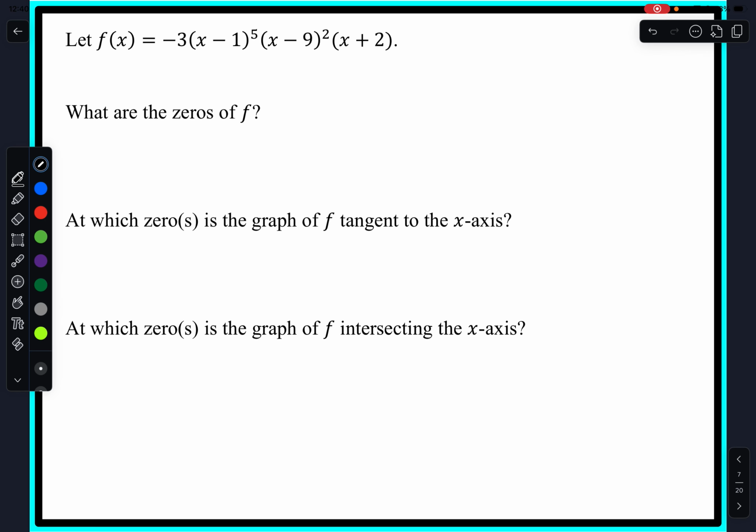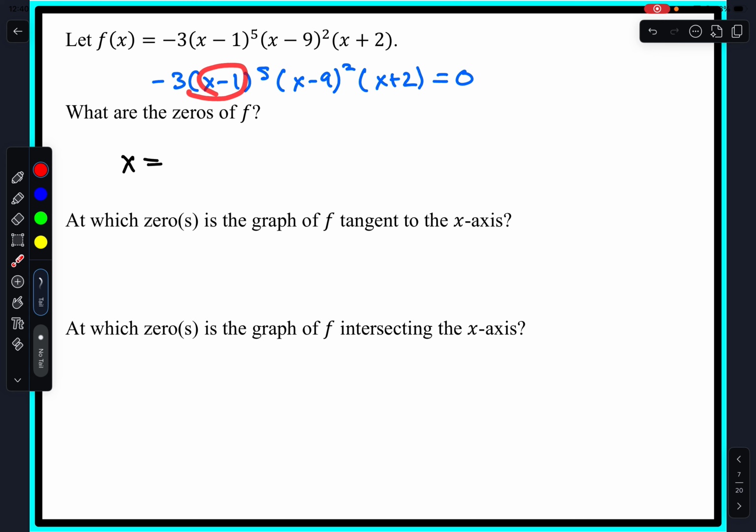So let's see. To find the zeros, we have to determine where our polynomial is going to equal 0. And that's going to simply be the places where each individual factor equals 0. So for this first factor of x minus 1, that equals a value of 0 if the value of x is the number 1. For the second one, the 0 would have to be 9. And for the third one, that place would have to be negative 2. So we have 3 zeros, 3 x-intercepts.